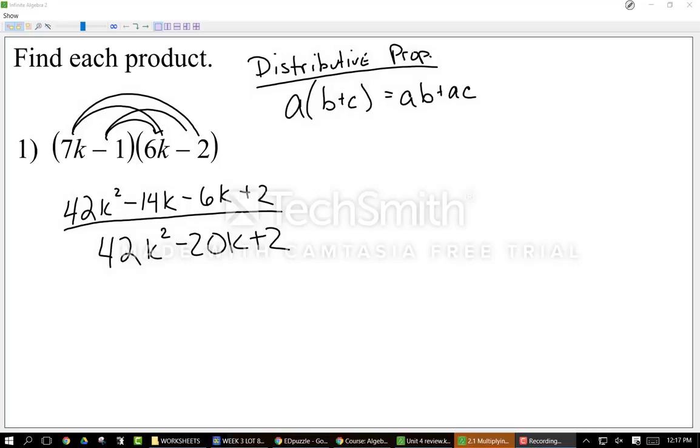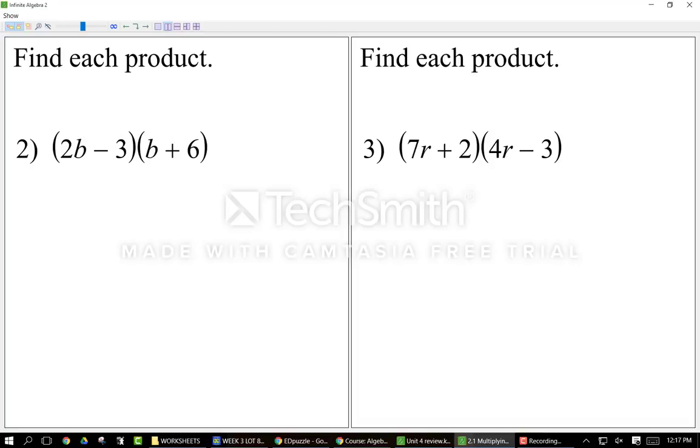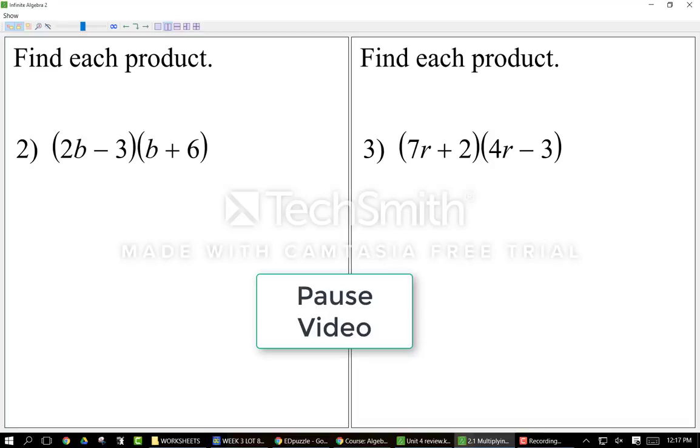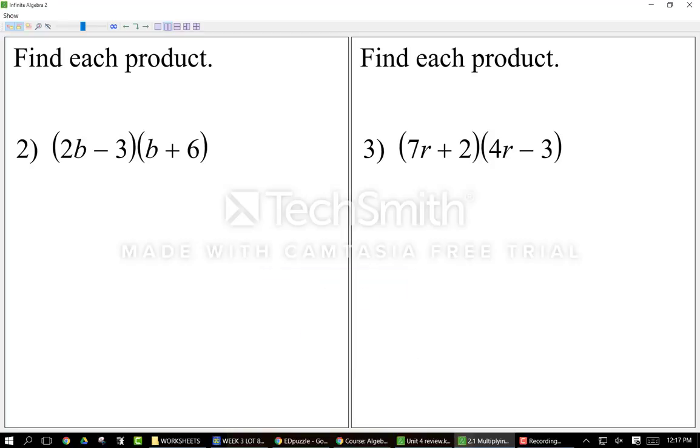So there's two problems that I want you guys to work on. I want you to multiply them and see what you guys get, using whichever method you choose. And here are the answers to these two. For questions 2 and 3, your answers should be 2b squared plus 9b minus 18 and 28r squared minus 13r minus 6. This video has been multiplying polynomials. More specifically, multiplying binomials.